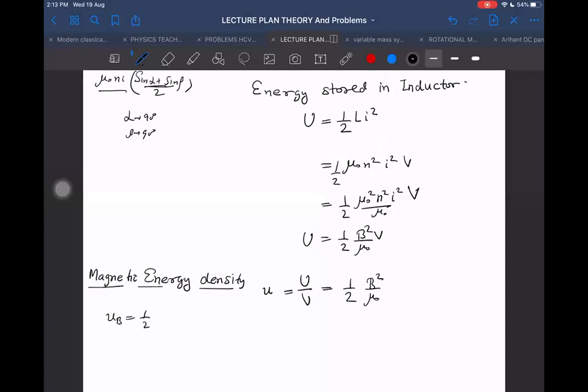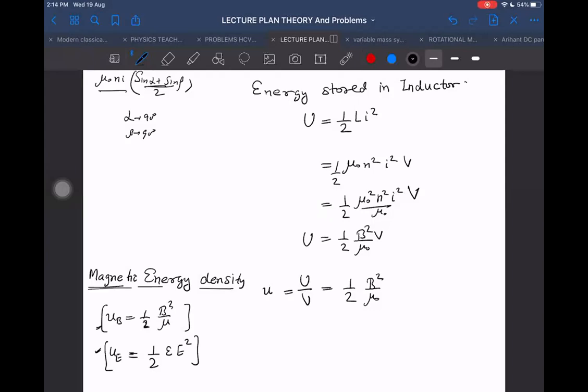We don't need mu naught if it is not just a vacuum inside the solenoid but some other substance. Then I can write it as half into B square by mu. And electric energy density was half epsilon into E square. These are somewhat similar to each other and we use these in many places. So let us remember these two together.